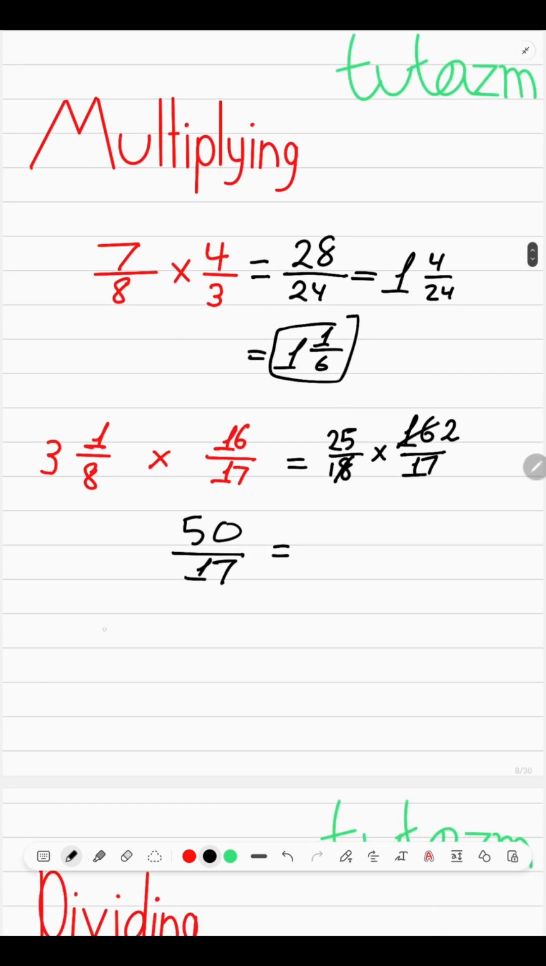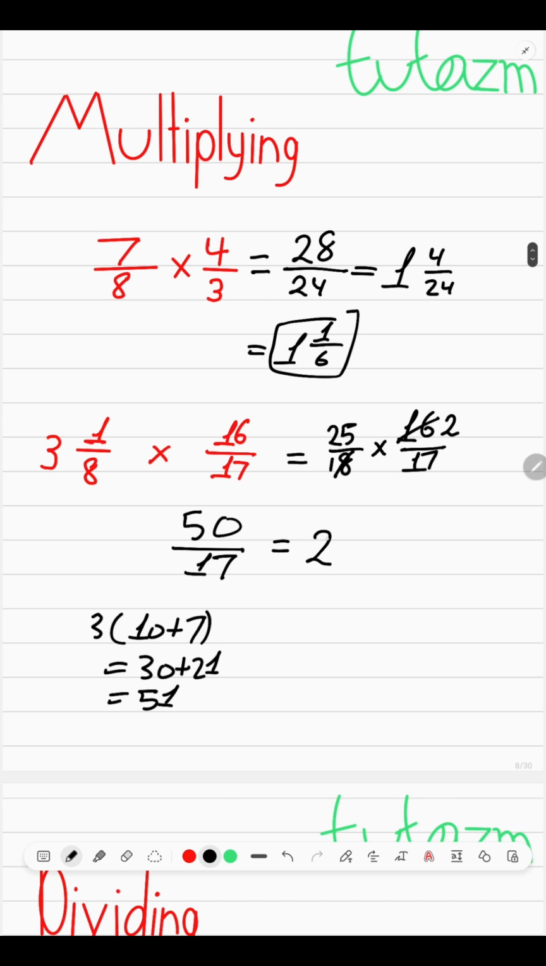So that would be 3 times 17, so 3 times 10 plus 7 is 30, plus 21 is 51. So that cannot go into here, because 51 is greater than 50. Instead, we'd use 34, so it would be 2, and 50 minus 34 is 16, so 16 over 17.